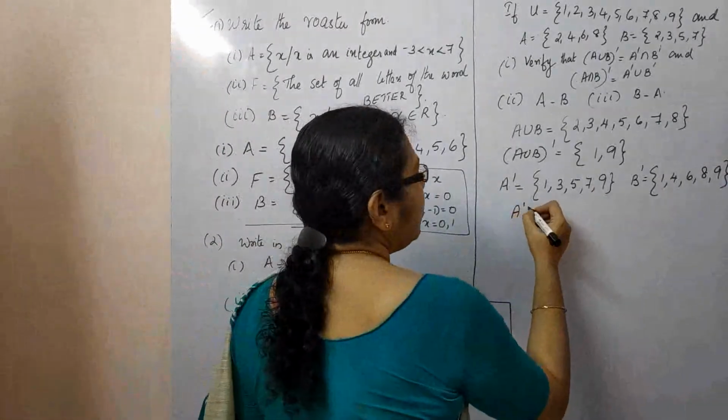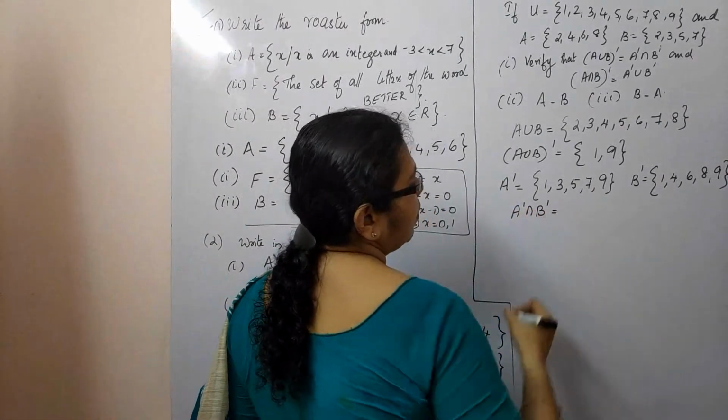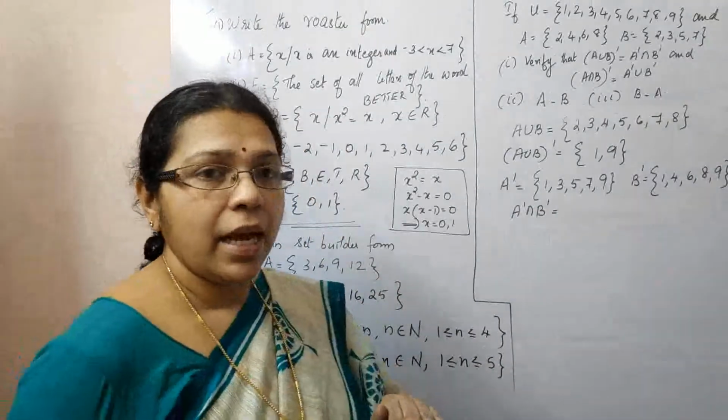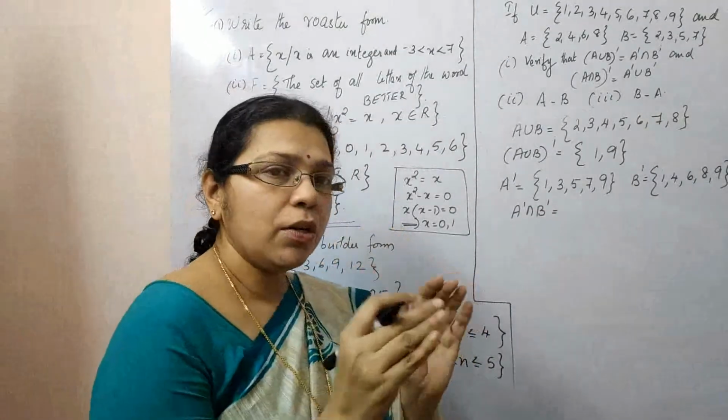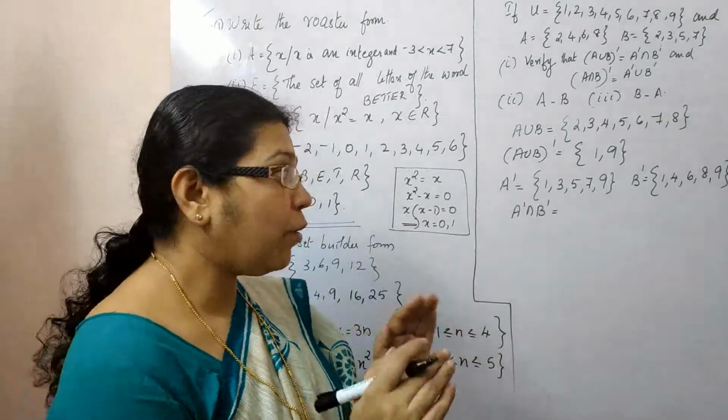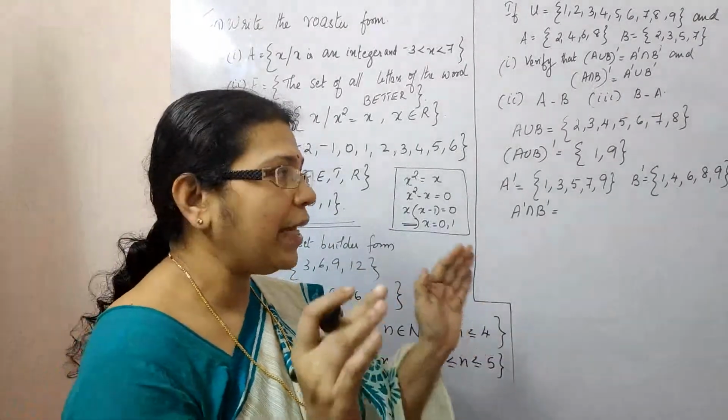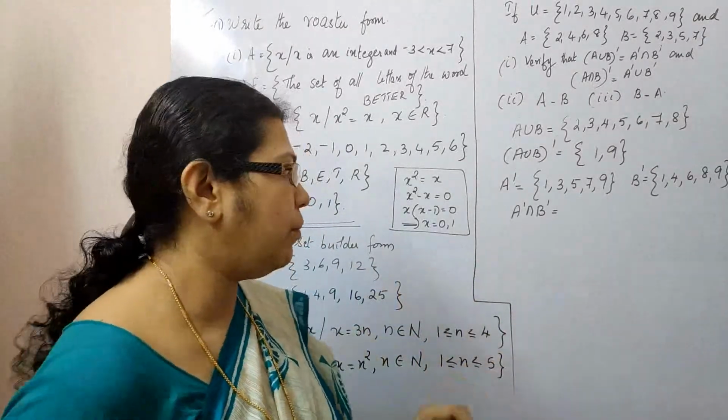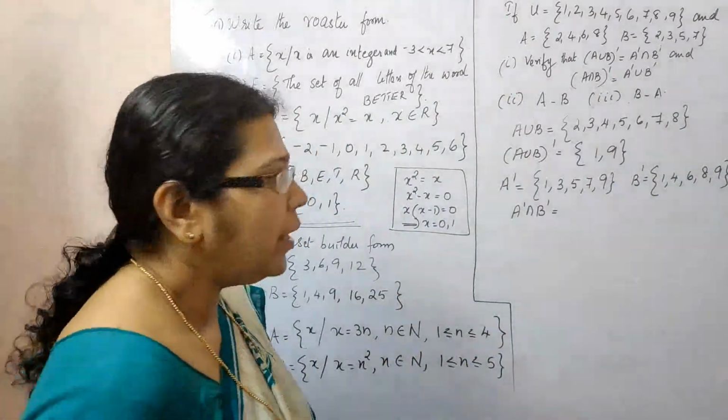Now, A complement intersection B complement. What is that? That is both the elements which belong to both A complement and B complement. That is A complement intersection B complement.